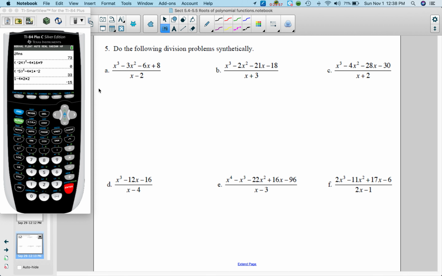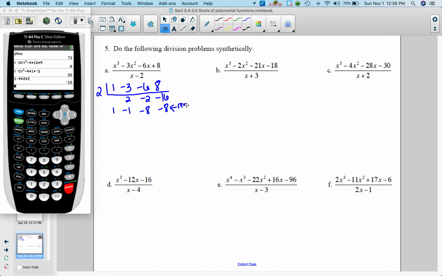So we're going to take the 2 out front, and my coefficients are going to be 1, negative 3, negative 6, and 8. So I bring the first number down. I usually leave a little space, and then I multiply and add. Multiply and add. Multiply and add. So my answer, notice that this tells me that x minus 2 is not a factor, because I got a remainder this time.